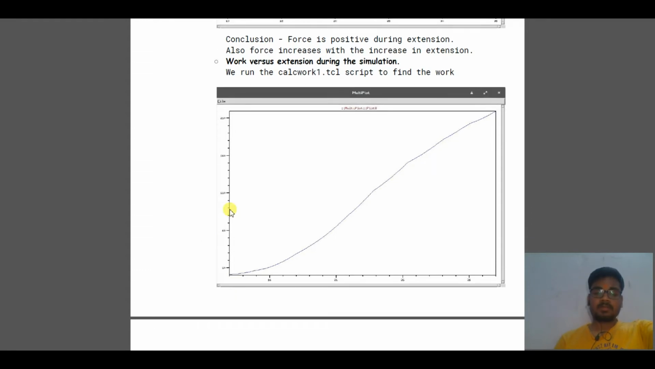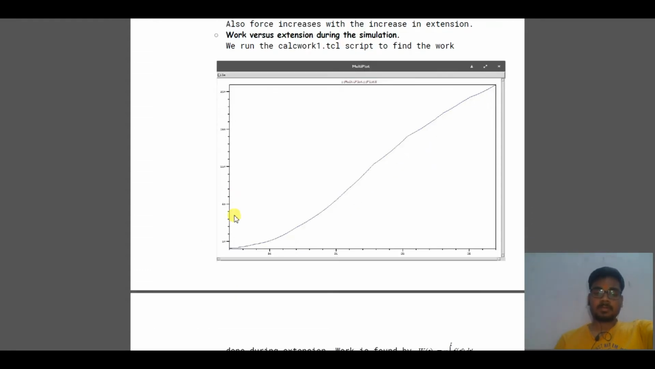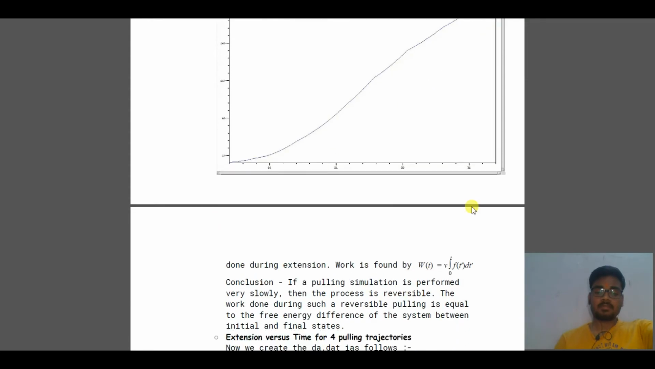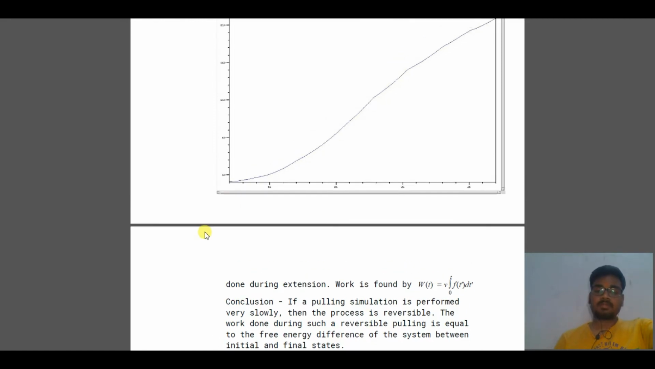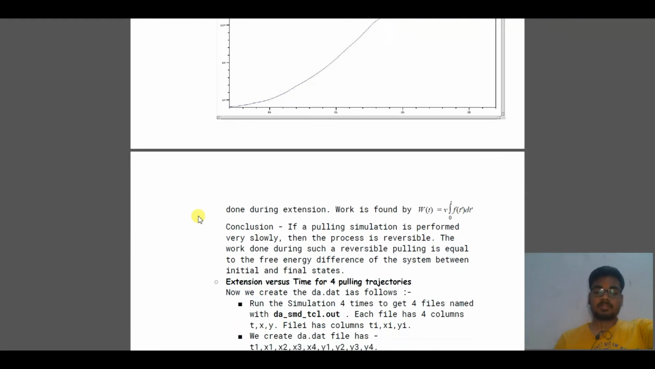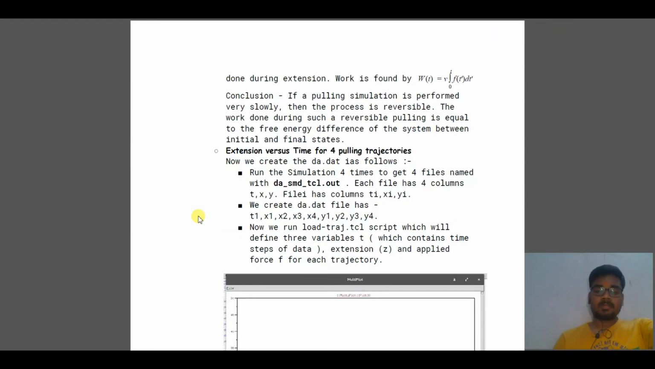So while calculating work, I used the calc1.tcl script, which calculates the work as follows. W(t) is equal to v into the integration of f(t') dt' from 0 to t. v is the pulling velocity. So the conclusion from this graph is that if a pulling simulation is performed very slowly, then the process is reversible. The work done during such a reversible pulling is equal to the free energy difference of the system between initial and final state. Now I will explain subpart 2 of part 2 of the science project.